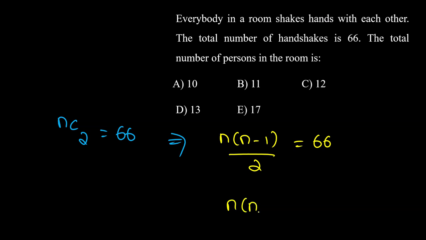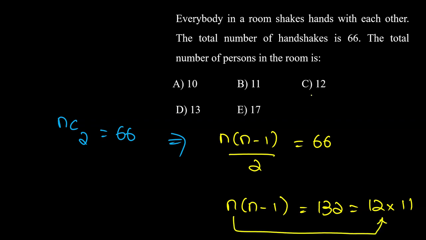Very simple. The product of two terms should be equal to 132, with a difference of 1. It's 12 into 11, right? n value is 12. 12 into 11 is 132. We need two terms with a difference of 1, and the product of those two should be 132. n is 12, n minus 1 is 11, so n value is 12 only.